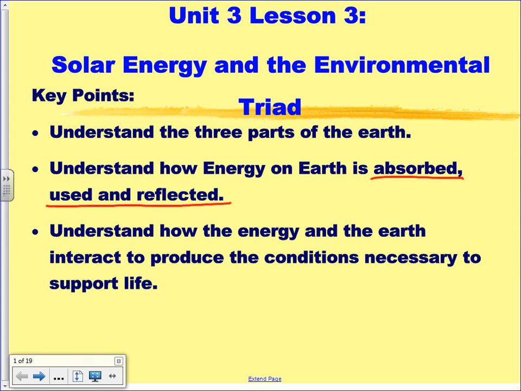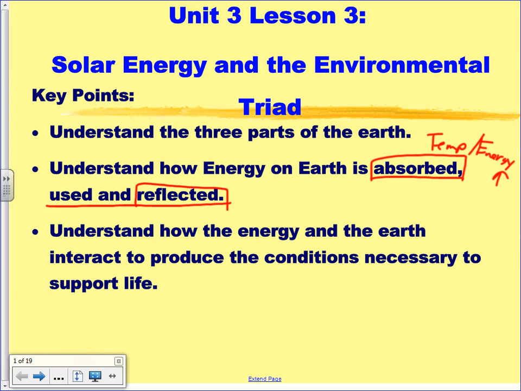It can be absorbed. If it is absorbed, what will happen to the temperature of that area? It will increase. Anytime you have solar energy being absorbed, you will have a temperature and energy increase. If it is reflected, will the temperature change? No. There'll be no change in energy, no change in temperature, because the energy is simply bouncing off.